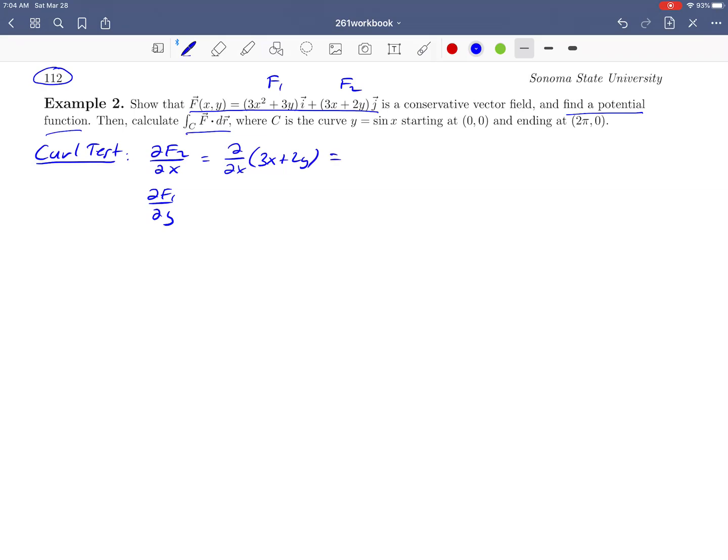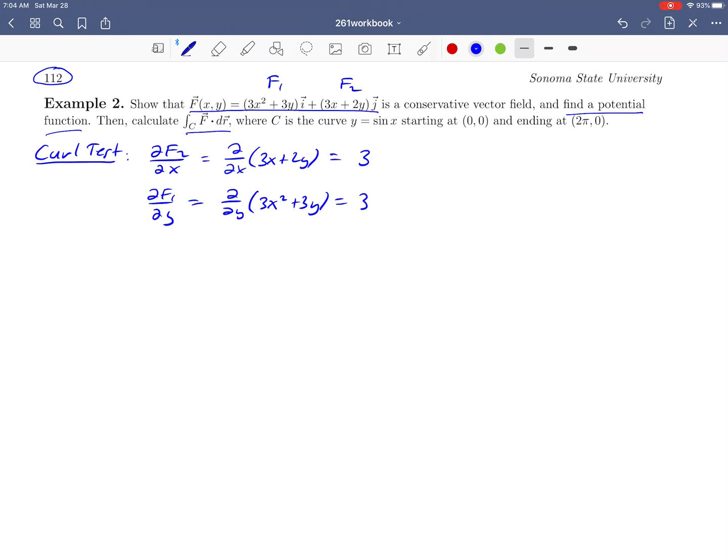Okay, so let's start with f2. You can see above that f2, the second component in our vector field, is 3x plus 2y. What do we get if we take the derivative of that with respect to x? Well, we're going to get a 3 for the first term, and the 2y is going to go away, so we get 3.